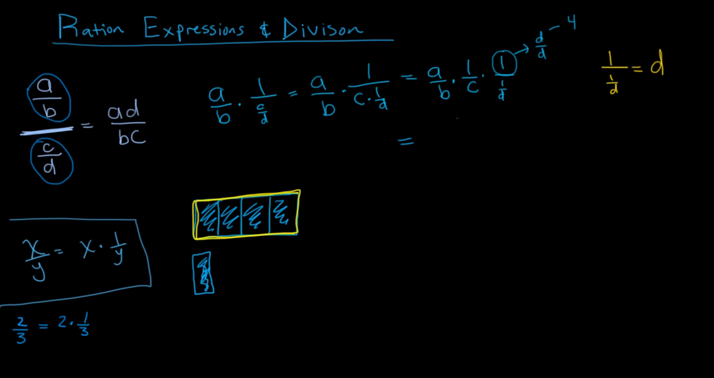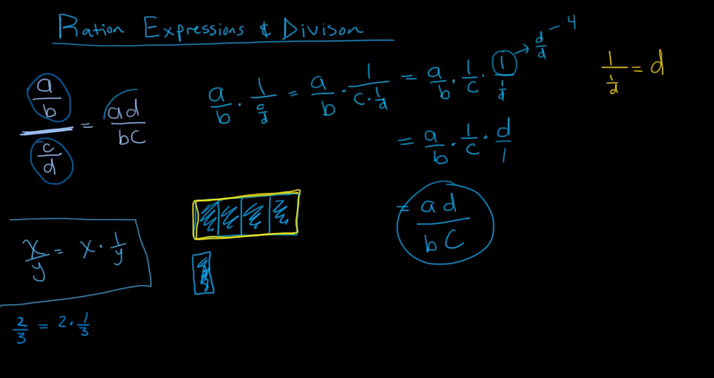So moving all of this down here and rewriting this portion as just d, we get a over b times 1 over c times d. And if you'd like, you can put that there. Okay, and then we just multiply across. We just do our normal multiplication with fractions, which is pretty easy, right? And we end up with a times d over b times c. And if you notice, these two are the same thing.